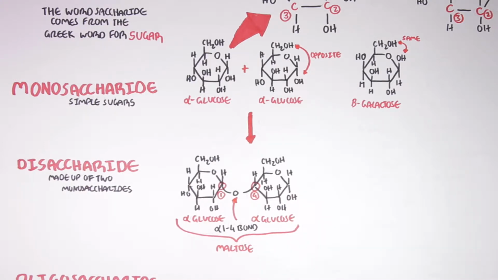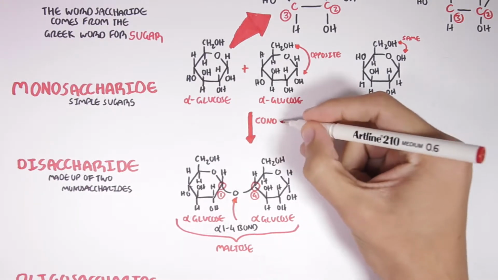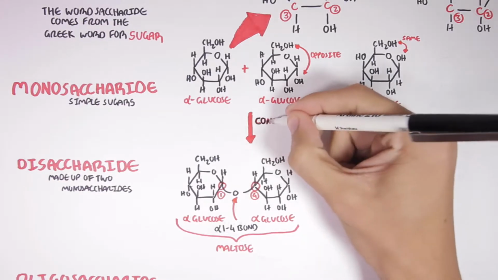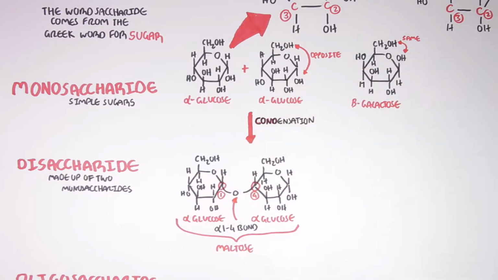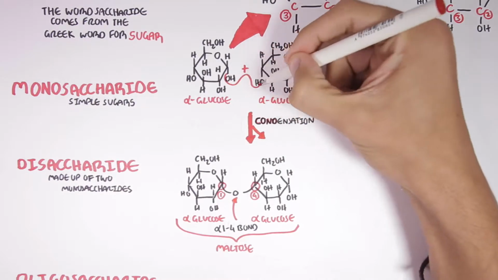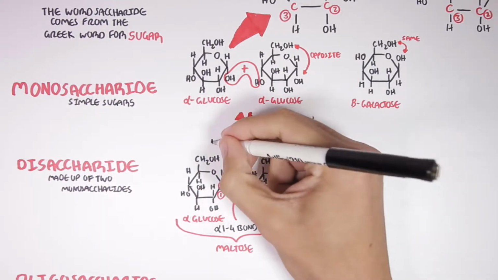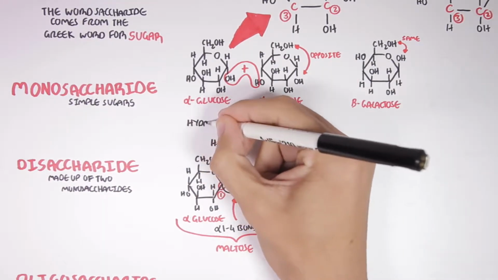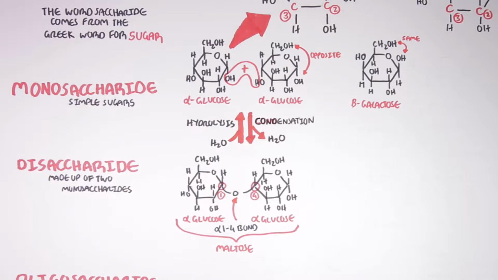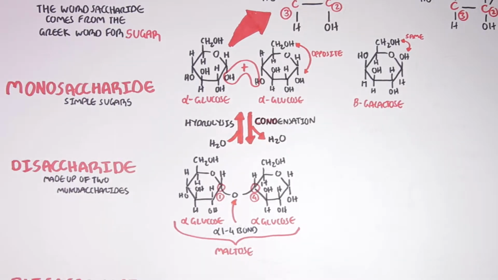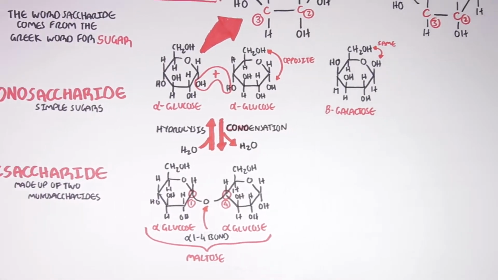Now the process of linking monosaccharides with one another is called condensation. And here, water is released. Therefore, the reverse reaction is hydrolysis, and this is where we add water. Adding water to an alpha 1,4 glycosidic bond will break the bond.